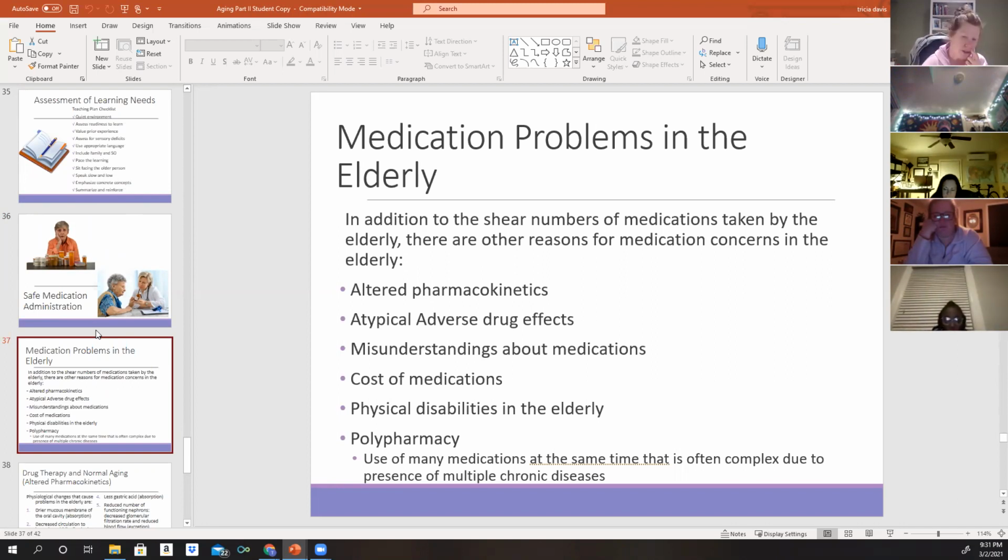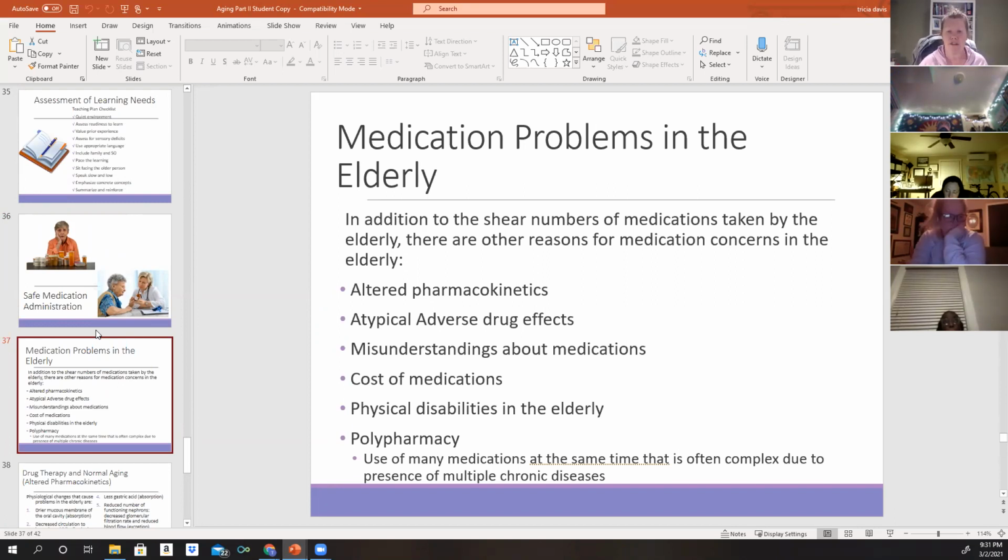We want to be concerned about our altered pharmacokinetics. We want to think about their metabolic issues, their kidney issues, their GI motility. How well can they take these medicines in? How well can they break the medicines down? Is their kidney function going to cause toxic levels of certain medications to build up? We want to think about these things.